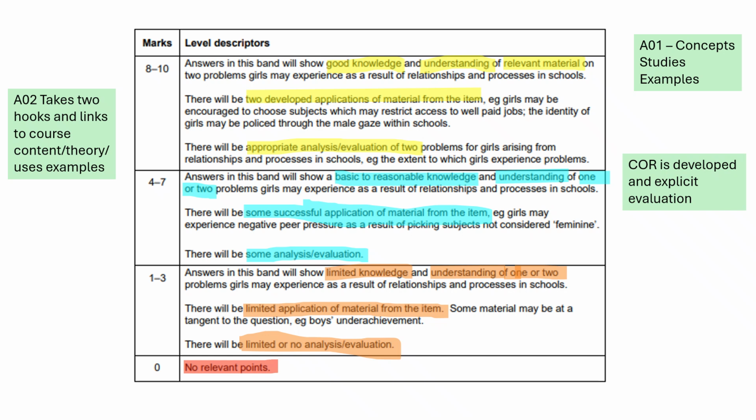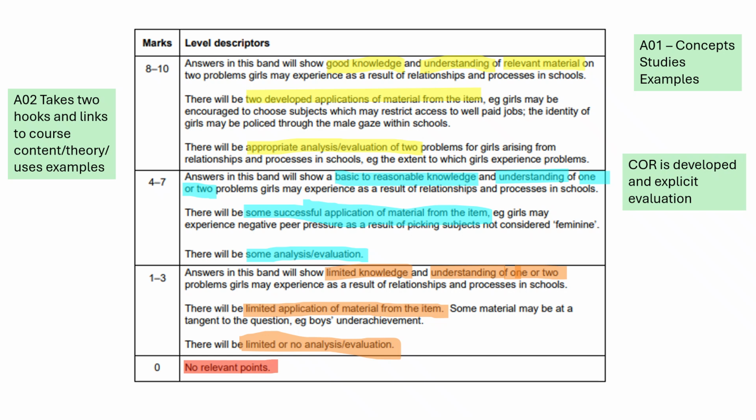Your chain of reasoning has to be developed, so it's not brief. These answers don't tend to be brief. So if you are not using more than a page to answer your 10 marker item questions, your chain of reasoning is far too short.